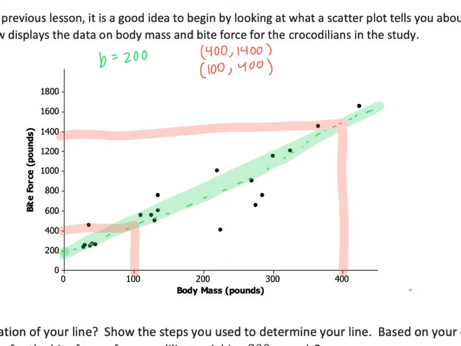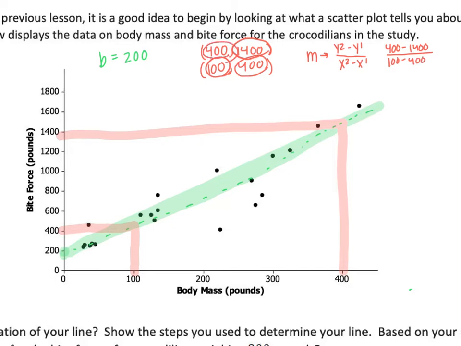And so now I need to find my m value. So remember, our equation for m, or slope, is y2 minus y1 over x2 minus x1. So I'm going to be doing y2, 400, minus y1, 1400, over x2, 100, minus x1, 400.